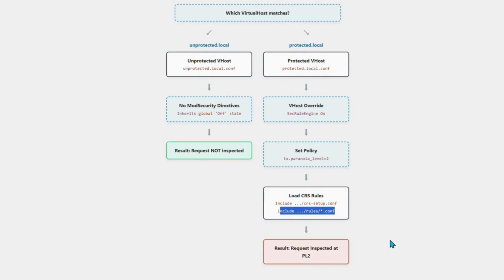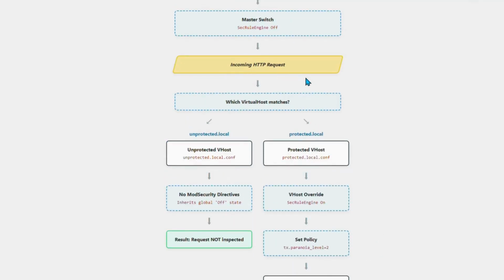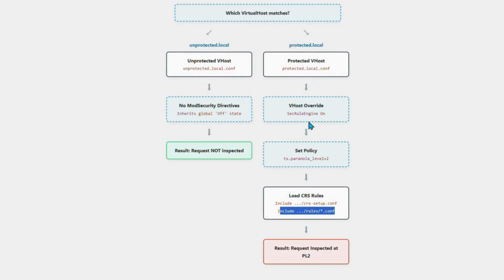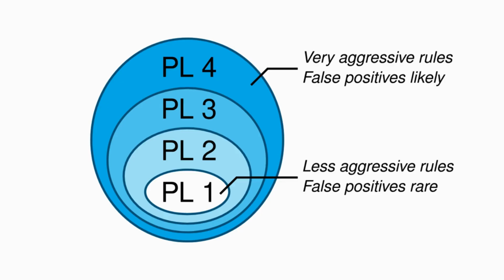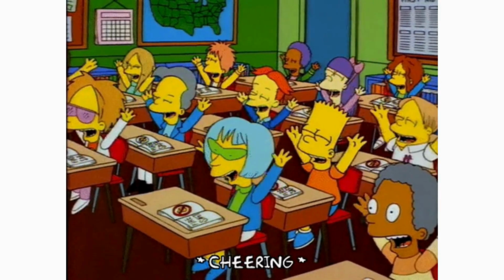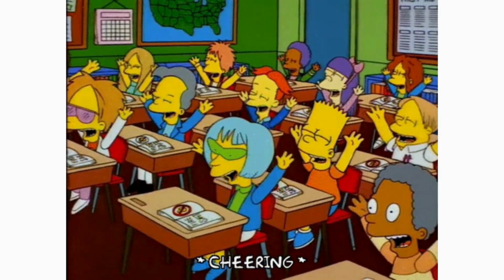And then, if we have set up all these properly, once the request goes through the virtual host, it's going to follow this road, and as a result, the request is going to be inspected with all these rules. Because depending on the paranoia level, more or fewer rules are going to be applied, so it's going to be more or less aggressive. Now that we are all on the same page, we can move on and configure step by step.